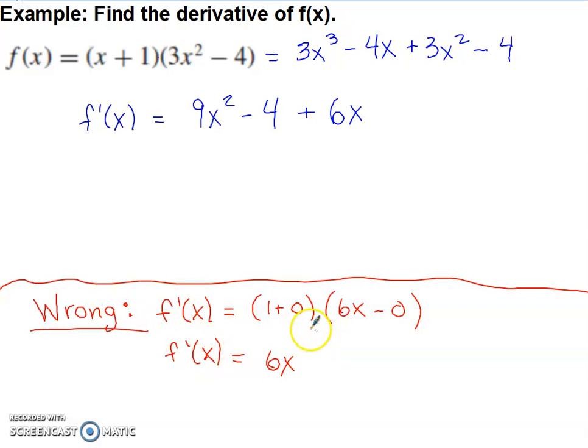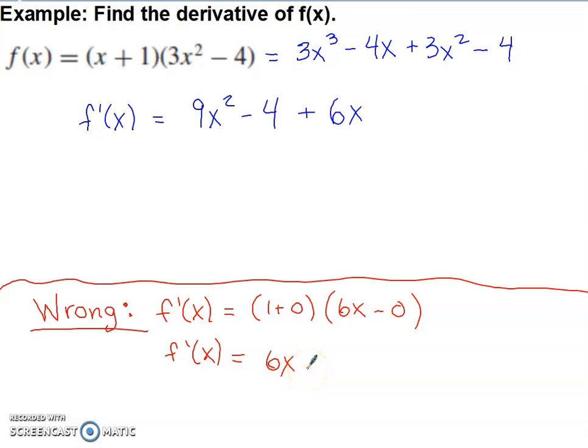Look at the bottom of the screen first. This is the wrong way to do this. The derivative of x is 1. The derivative of 1 is 0. The derivative of 3x squared is 6x. The derivative of 4 is 0. I multiply these two sets of parentheses together. I get the answer of 6x.